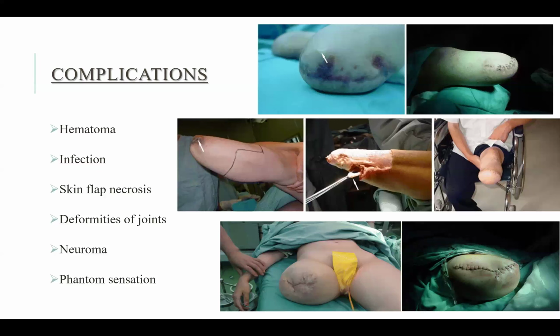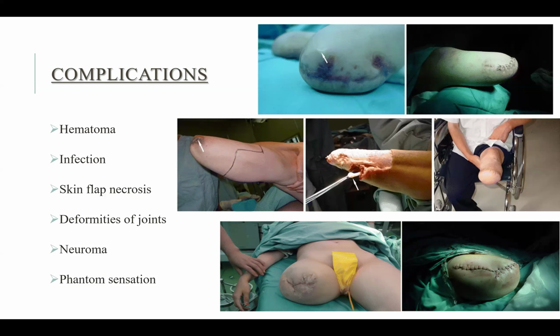The next common complication is deformity of joints. This occurs due to improper positioning of the stump, leading to contractures. If there are mild to moderate contractures, then proper positioning and passive stretching exercises will relieve it. If there are severe contractures, then it may require surgical correction. And another complication is neuroma.